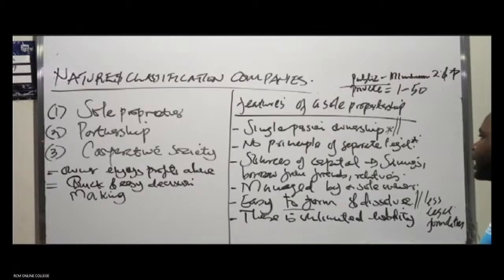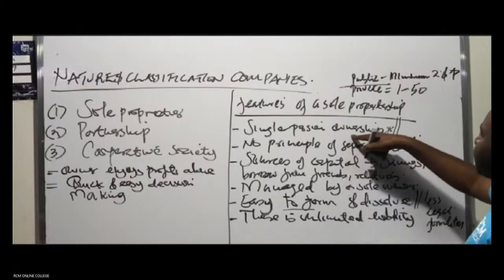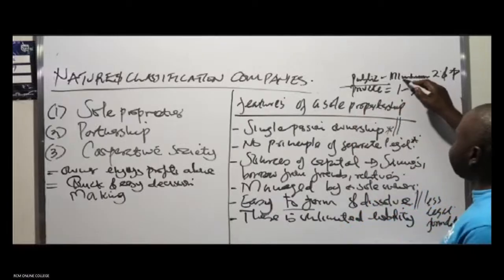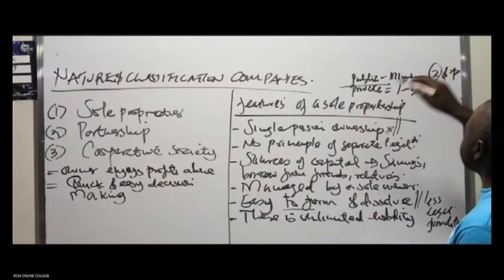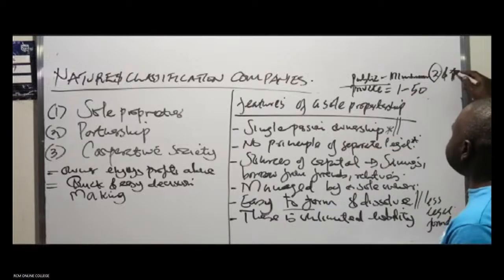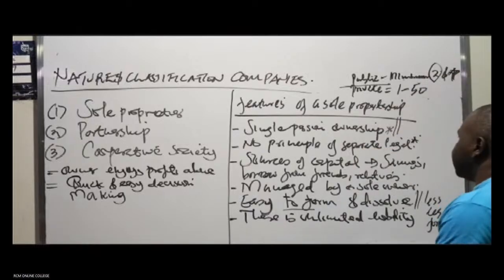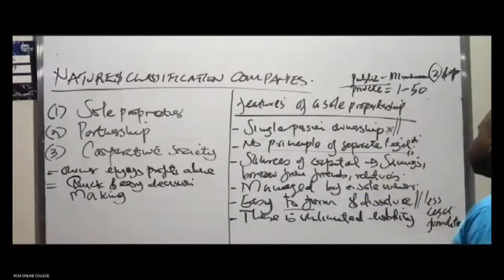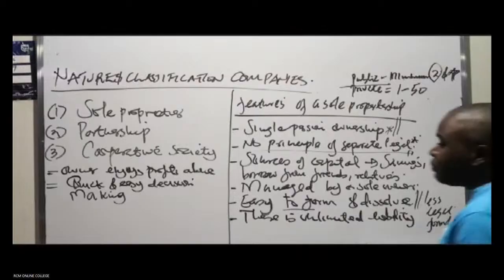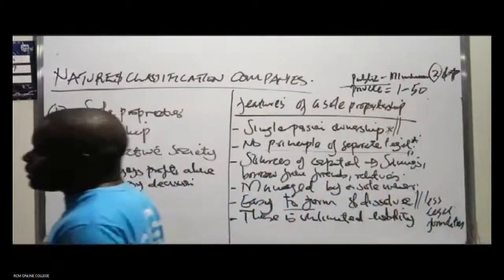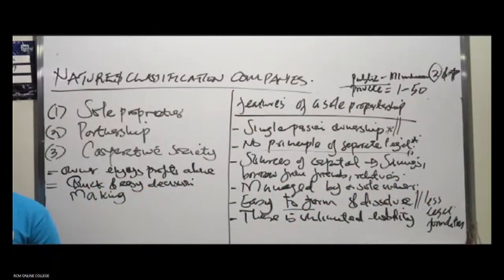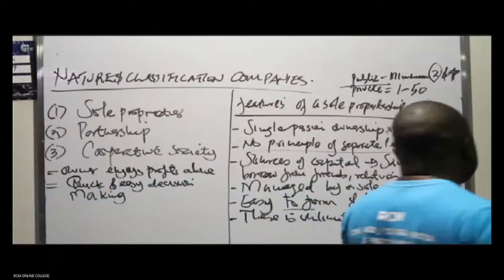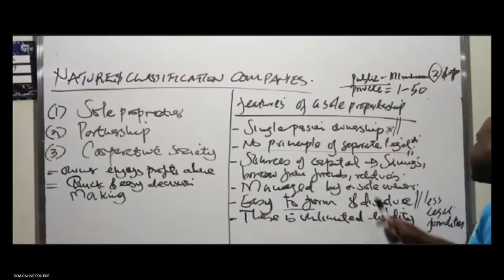While a sole proprietor is actually owned by a single person, a private company will be 1 up to 50. If it is a public company, a minimum of 2 members or owners, and there's no maximum limit. When you look at this one, there is no principle of separate legal entity. In a sole proprietor, we view the business and the owner as one and the same person. There's no distinction between the business itself and the owner.